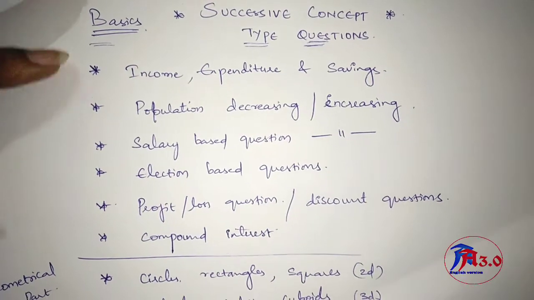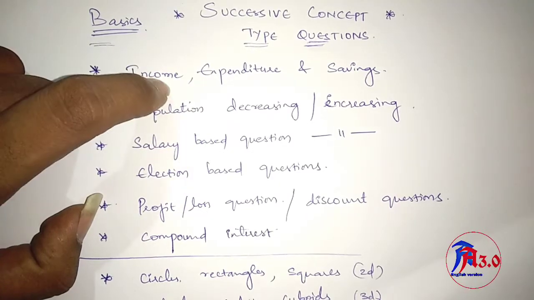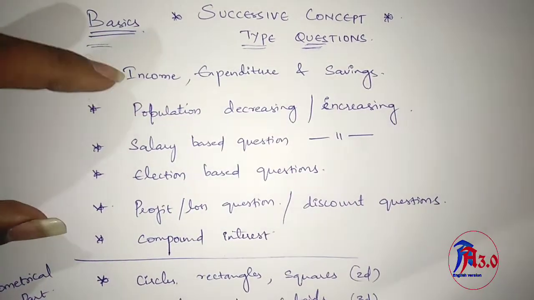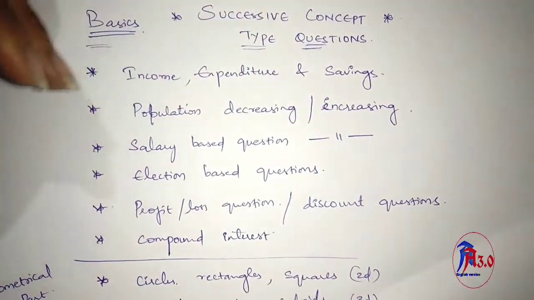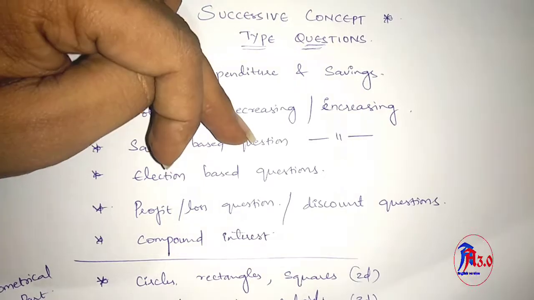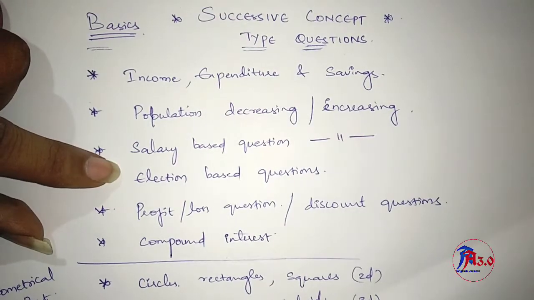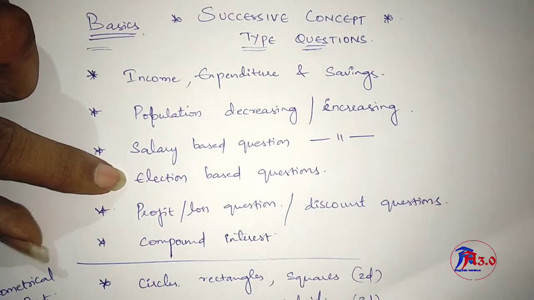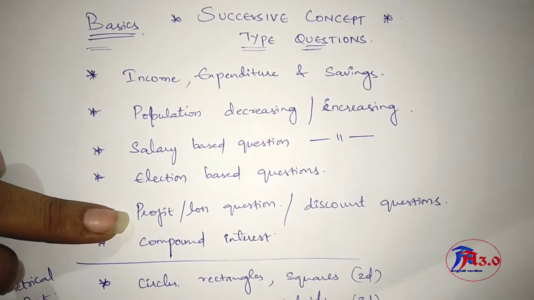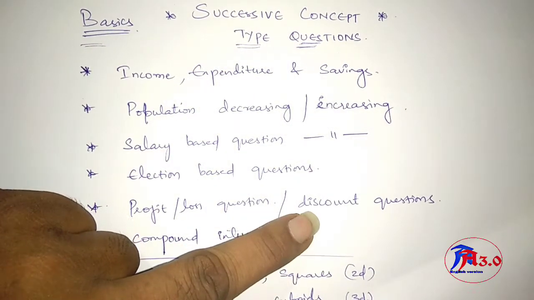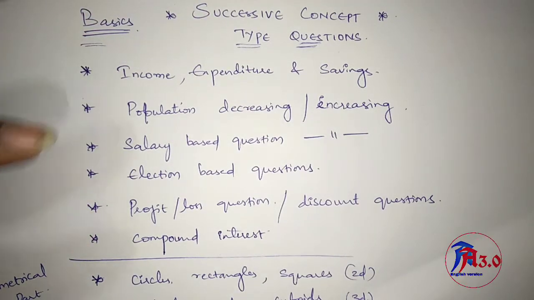So here let us see that questions of income, expenditure and savings are formed on successive concept. In the same way, population decreasing and increasing successively, salary based questions decreasing and increasing successively, later election based questions, these type of questions are also found on successive concept. Profit loss questions or discount questions, these type of questions are also found on successive concept.